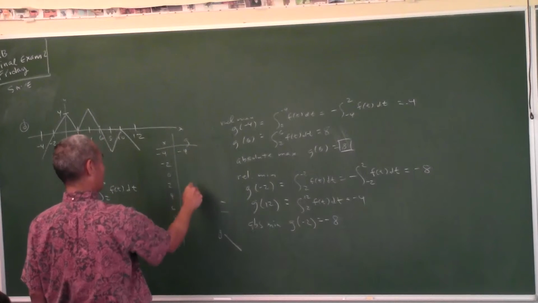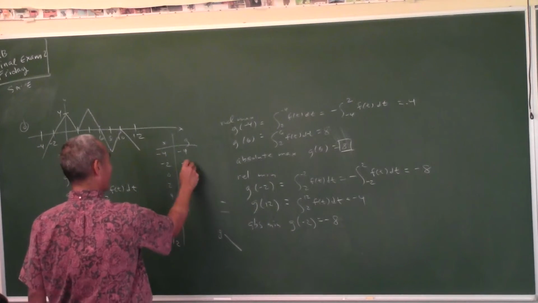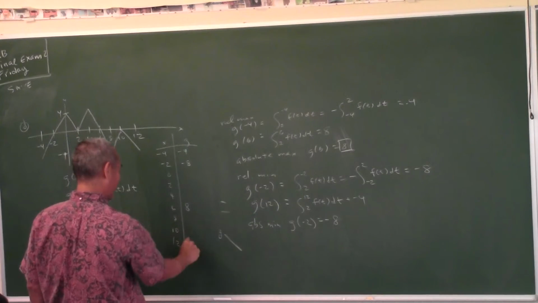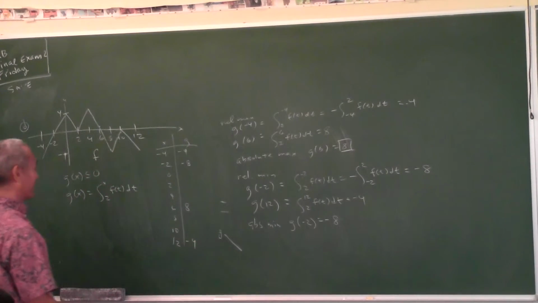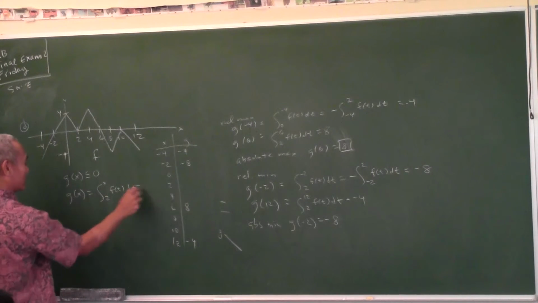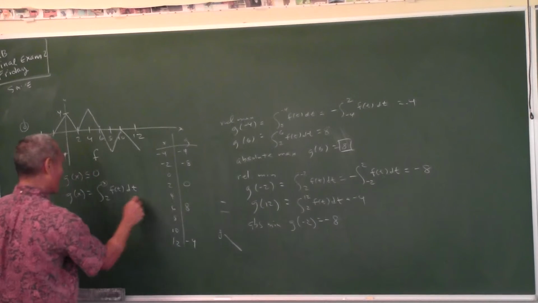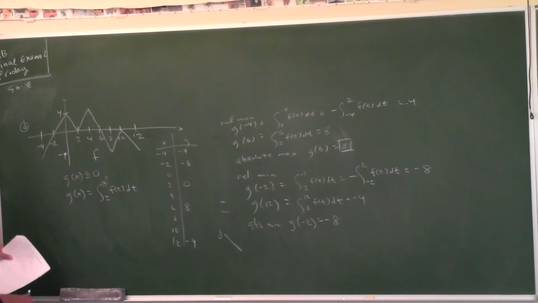Negative 4. What is 6? 8. What is negative 2? Negative 8. And what is 12? Negative 4. Now, can we fill in some of these other ones here? Like, what would happen if I plug in 2 for x? What happens when I plug in 2 there? You get 0. What would happen if I plug in 0?